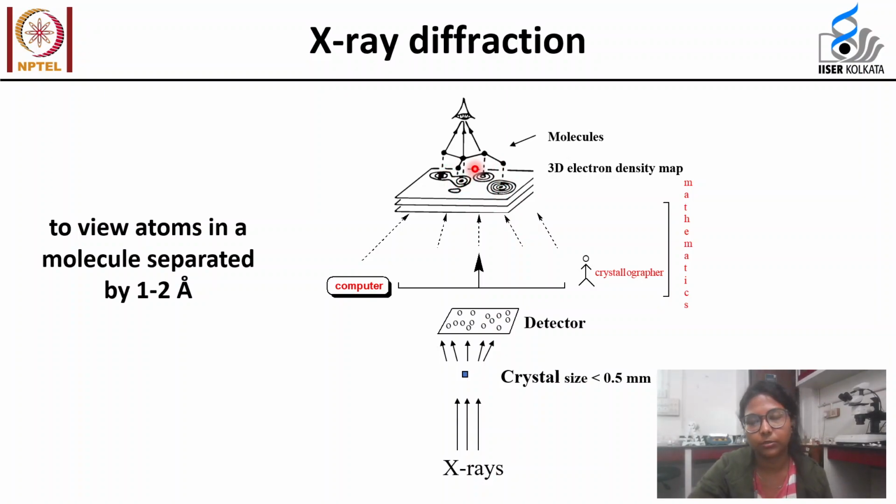The most important advantage of X-ray diffraction is to view atoms in the molecule which are separated by very small distances, like 1 to 2 angstroms. We also have many spectroscopic techniques, like IR, mass spectrometry, and NMR. These are very useful tools for a chemist. However, X-ray diffraction is very advantageous in the sense that, suppose we want to understand the bond angles. Suppose we have a carbon atom.